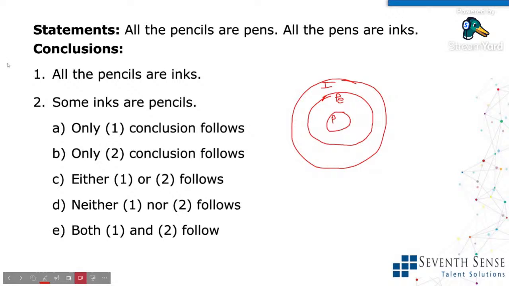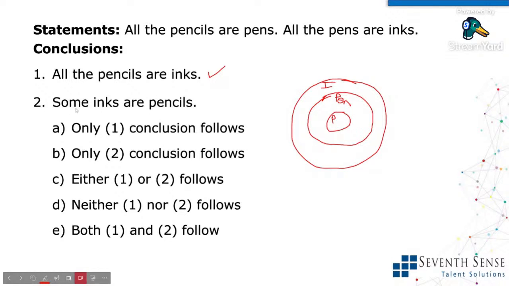Correct. Now, what is the conclusion? All the pencils are inks. Is it true? Yes. Because my pencil is the innermost part, my ink is on the outermost part. So let me write this to avoid confusion.